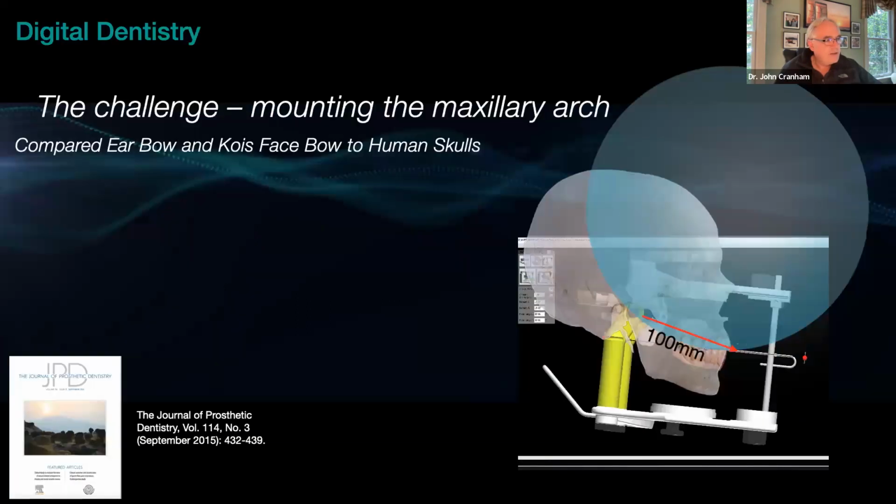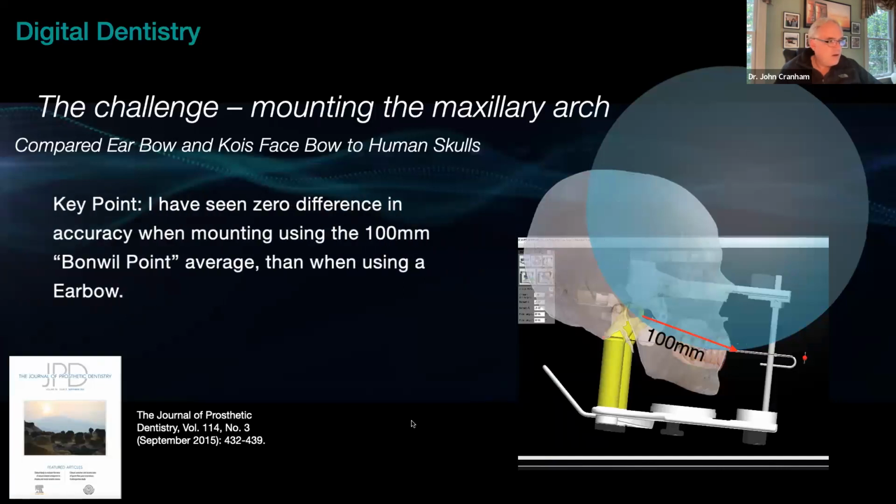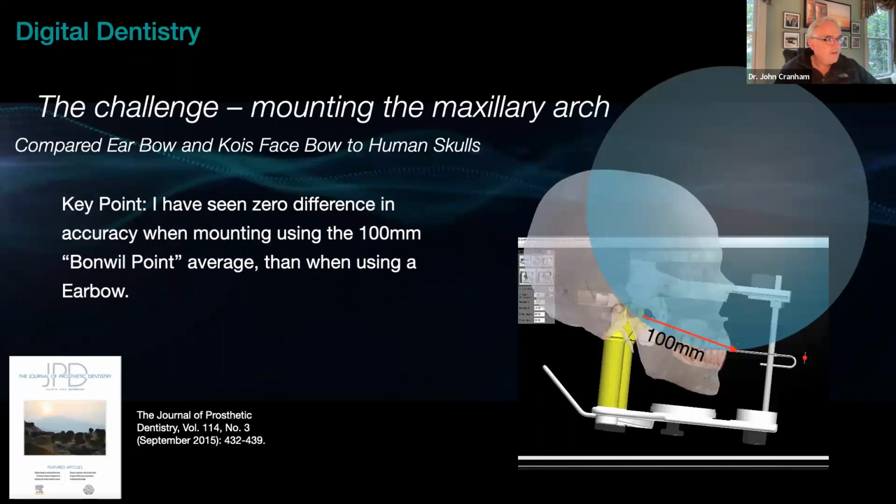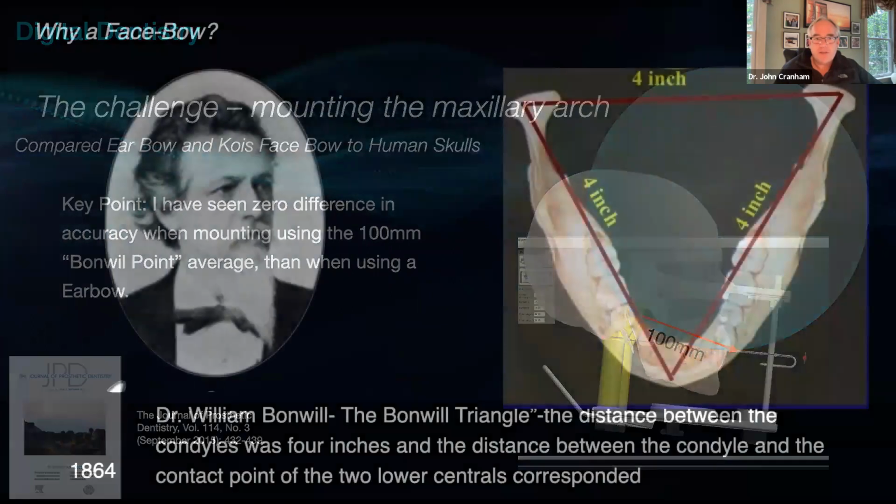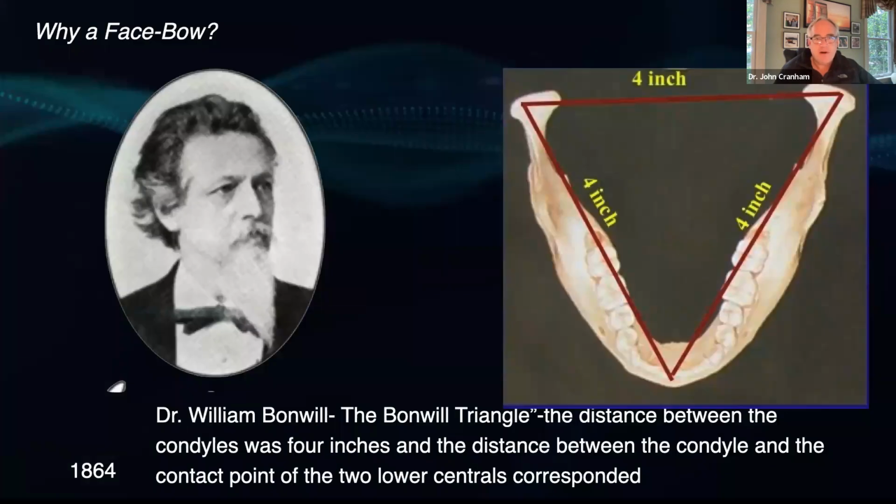So I have just found that there is really no difference. This 100 millimeters has worked spectacularly well for me. And so, key point, I've seen zero difference in the accuracy when mounting using the 100 millimeter Bonwell point average than using an ear bow. You want to know where this Bonwell point came from? It goes all the way back to 1864 when Dr. William Bonwell described the Bonwell triangle, and these measurements were discovered.